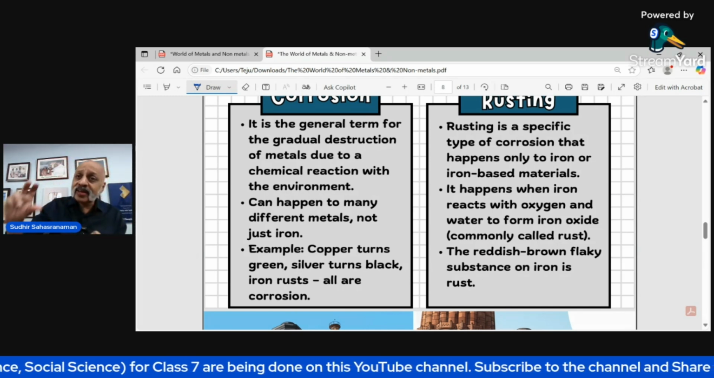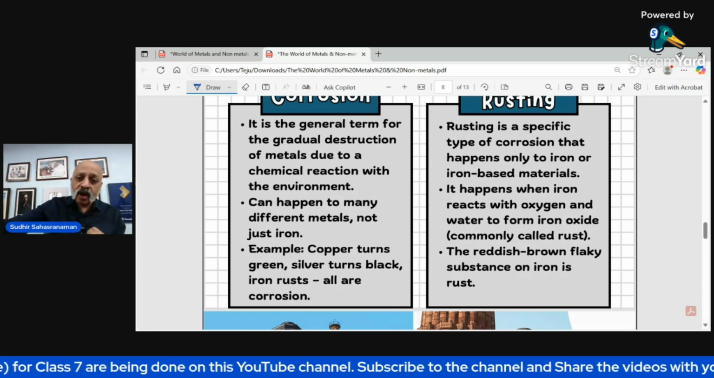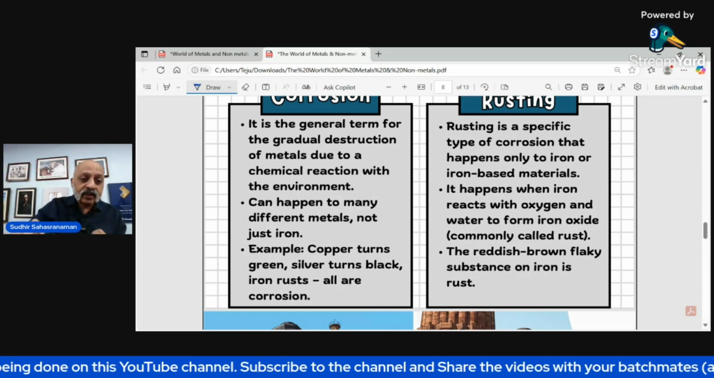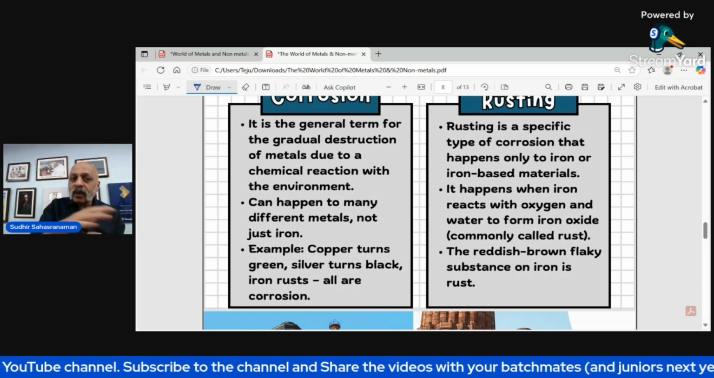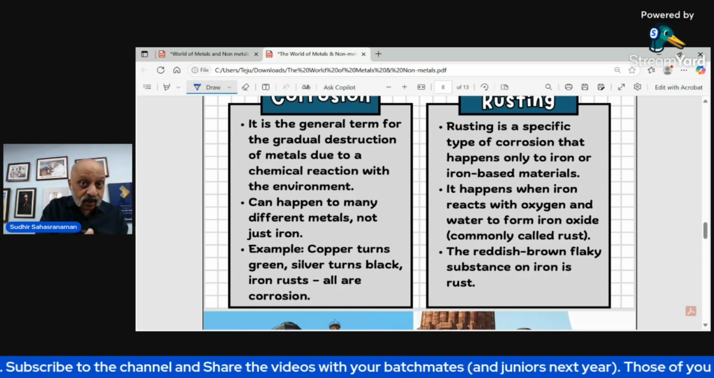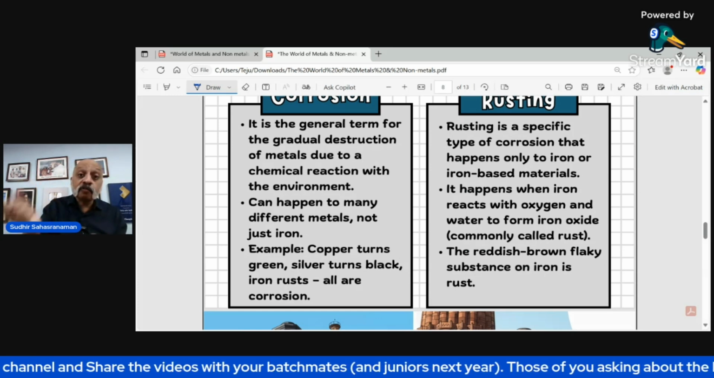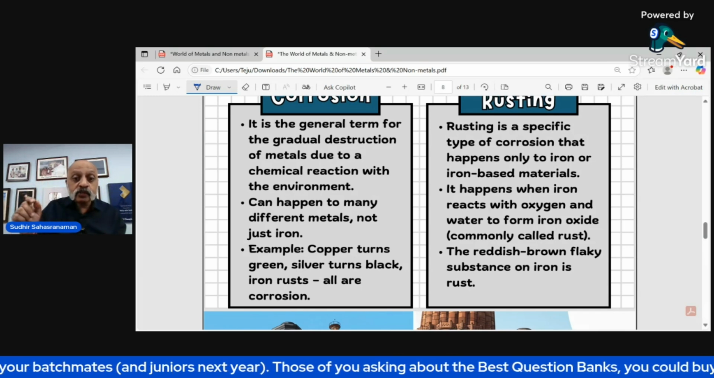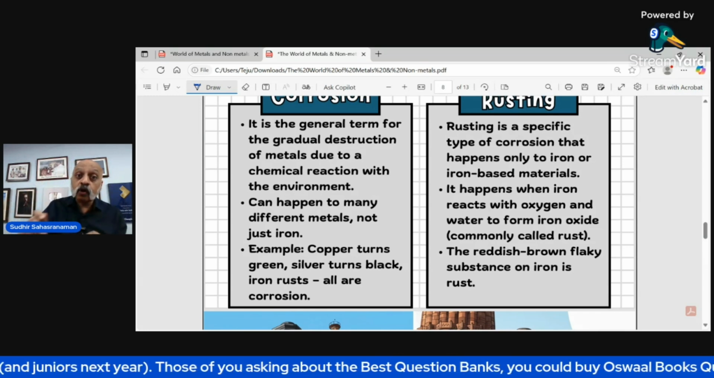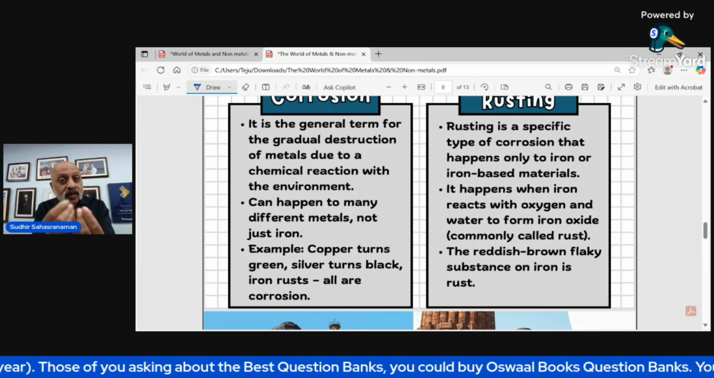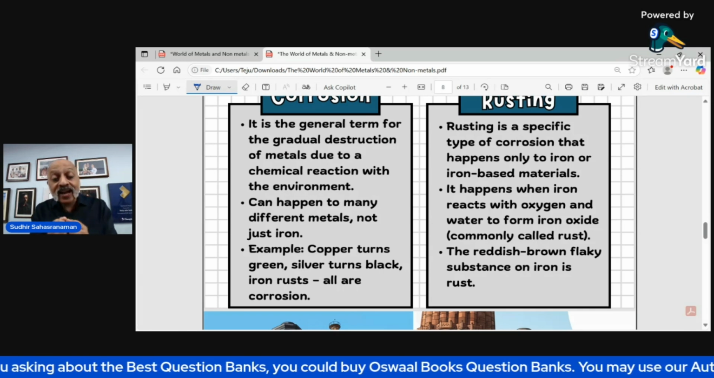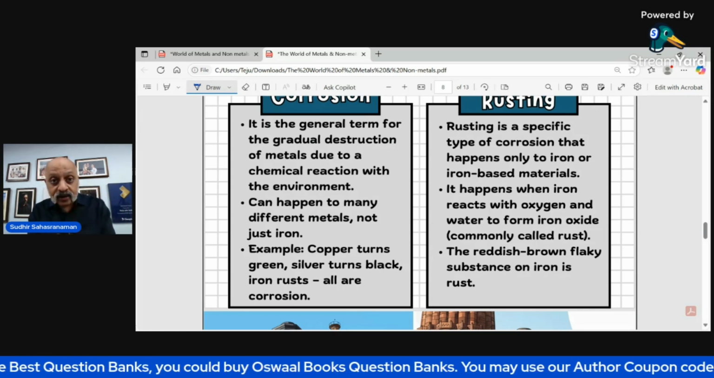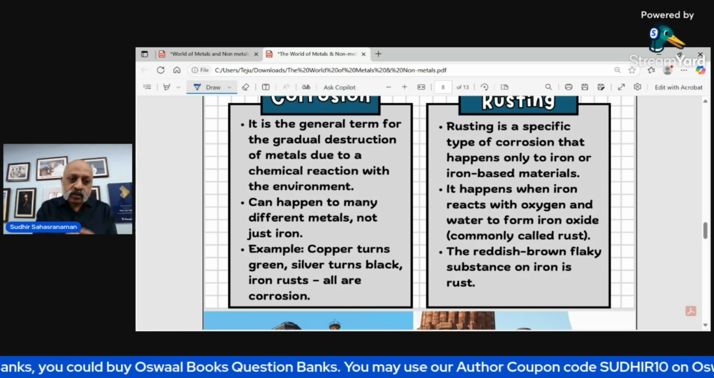So rusting happens only in the case of iron, or iron-based materials. Corrosion can happen to many materials, not just iron. Rusting, I repeat, is a form of corrosion, but all corrosion is not rusting. Rusting happens when iron reacts with oxygen and water to form iron oxide. So that brown color deposit that you see is actually iron oxide. It is called rust in common terms.